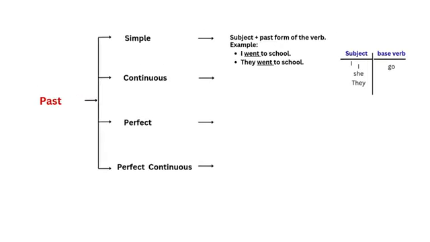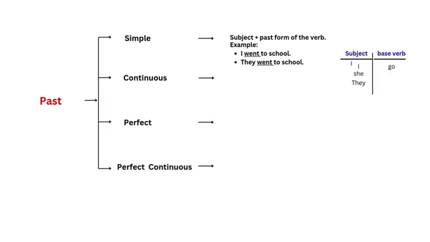Simple past tense: subject plus past form of the verb. Example: I went to school means that the person attended school at some point in the past, and the action is now finished. Here, I is the subject. Went is the past form of the verb go. To school is the object.